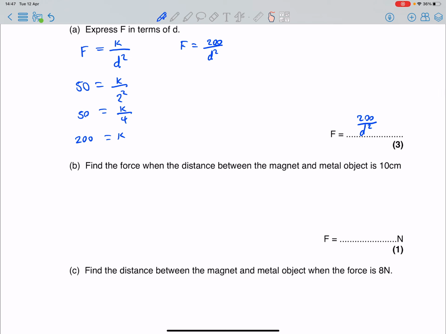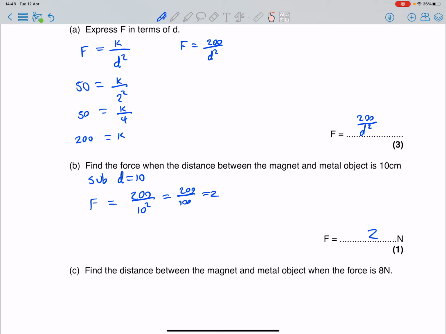Next, find the force when the distance between the magnet and the metal object is 10. So we substitute d equals 10. So sub d equals 10. And we end up with F equals 200 over, not d squared, but 10 squared, which is equal to 200 over 100, which is equal to 2. So F is 2 newtons.